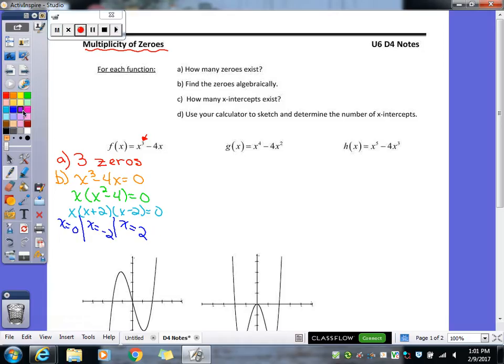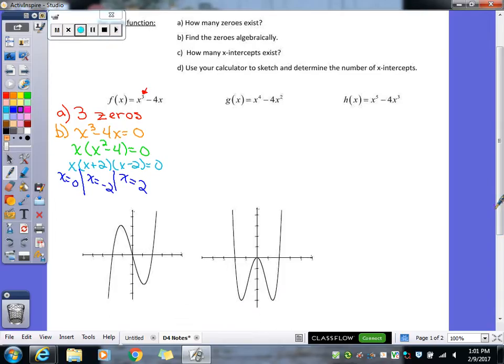So now letter C wants to know how many x-intercepts exist. Your x-intercepts are not always the same as your zeros because they have to be real numbers. So are all of our zeros up here real numbers? Yes. So that means we also have 3 x-intercepts. Now part D wanted us to sketch a picture of it and determine our x-intercepts, but I've already sketched the picture for you. You're welcome.